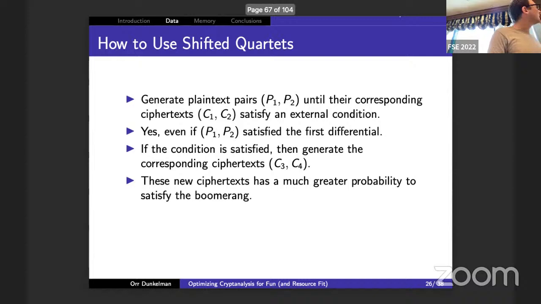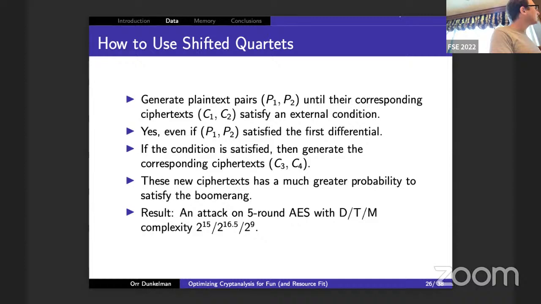And this is actually the best known attack on five-round AES from last Eurocrypt. The data complexity is 2 to the 15 adaptive chosen plaintexts and ciphertexts. And it starts with taking 2 to the 8 pairs, encrypting them, and then throwing away the ones that you don't like.